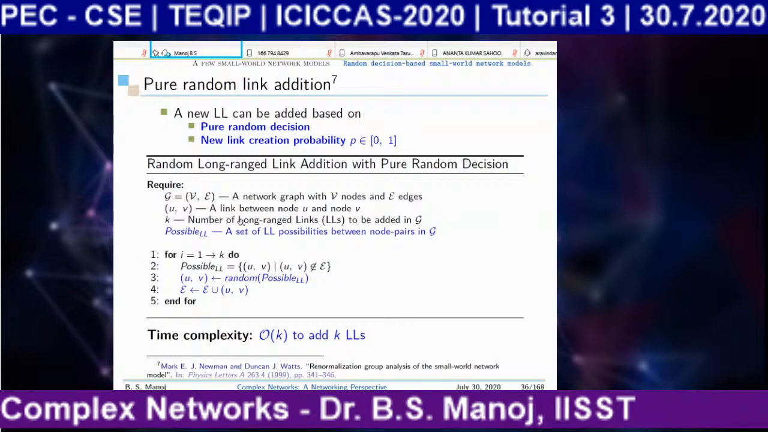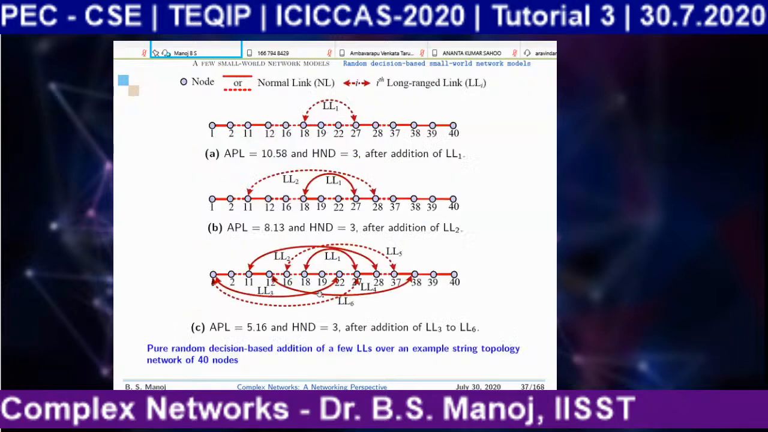So one possibility is to have a new link added randomly with some probability p. Basically, for all the nodes, you make a long link addition by a random decision within the network. This is very simple. For adding k links, you only need a complexity of order k to make each small world network. This is an example for a simple string topology network.